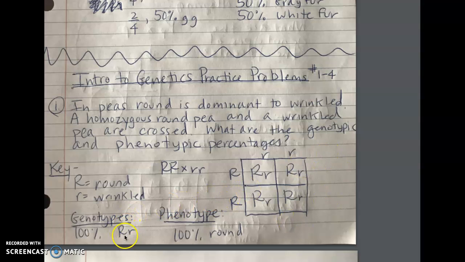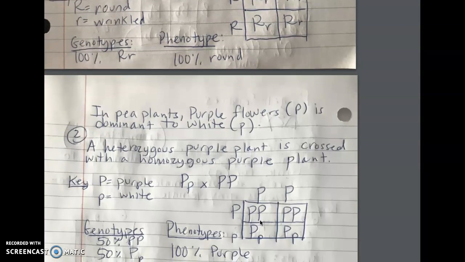That's my genotype, or heterozygous. I don't have to say heterozygous dominant or recessive since it's 1 and 1 and you just say heterozygous. And then for my phenotype, what will they look like? 100% of them will be round. It will be impossible for a homozygous round pea to give you a wrinkled outcome, because you need 2 little r's, okay?